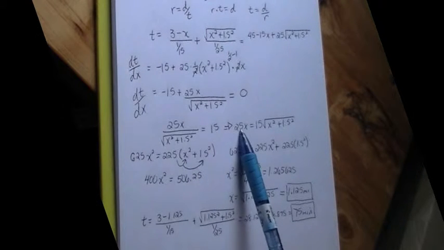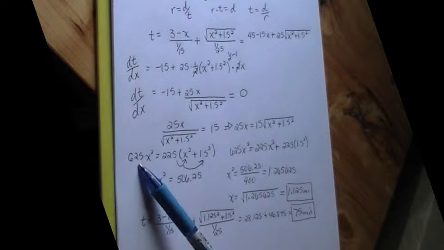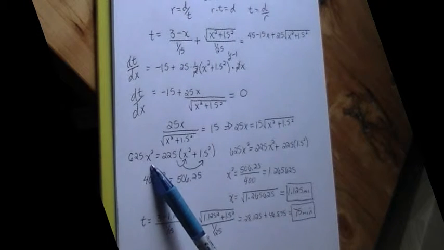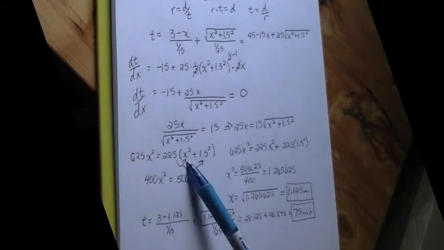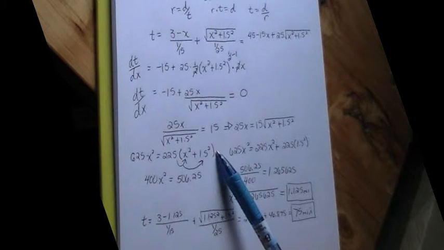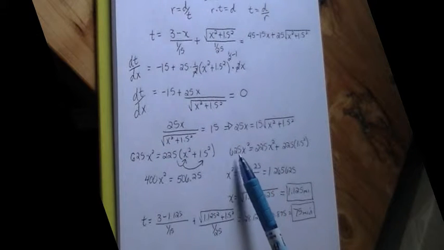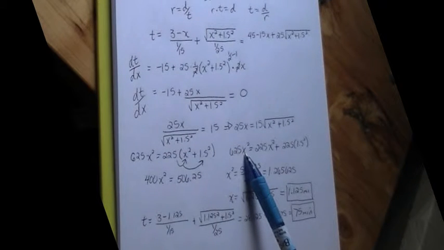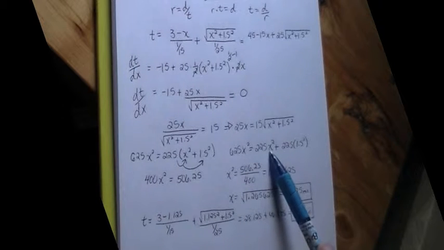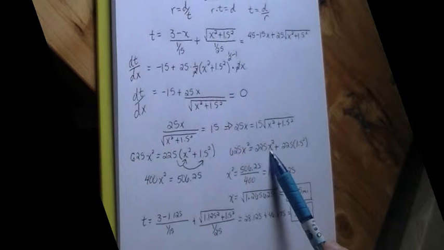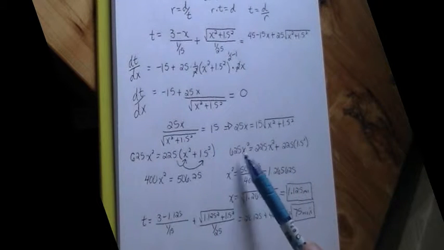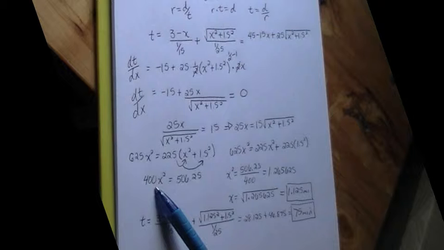And so 25 squared gives me 625, and then x is being squared. 15 squared is 225. And when I square the square root, I get x squared plus 1.5 squared. Notice the square root gets canceled by the square. 625x squared is a like term to 225x squared. So if I subtract 225x squared from both sides, I get 400x squared.